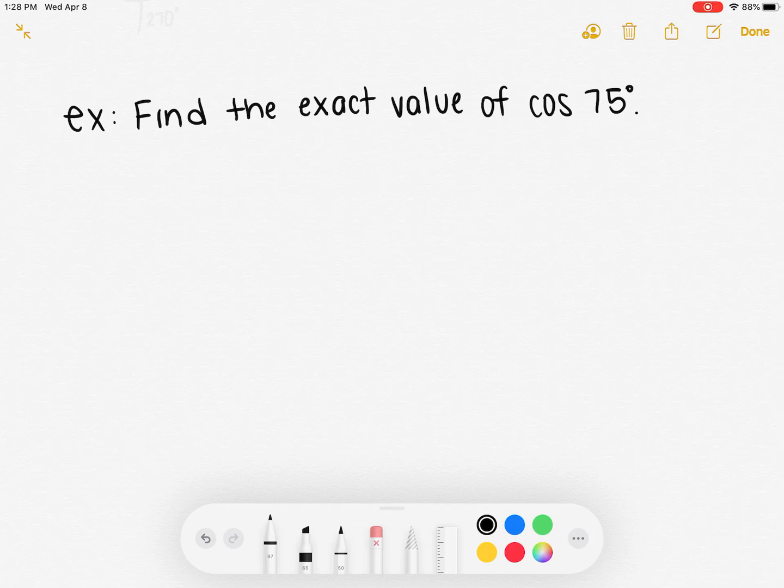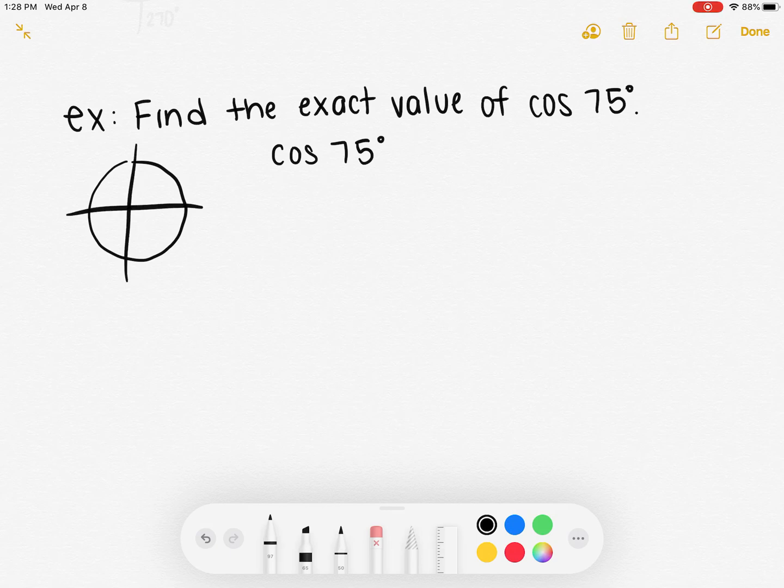All right, so if I want to find the exact value of cosine of 75 degrees, the first thing I have to do is decide how I can get 75 degrees. Do I want to add things together? Do I want to subtract them? Knowing my values from the unit circle, I'm working with things like 90, 60, 45, 30. How can I combine those numbers in some way to get 75?